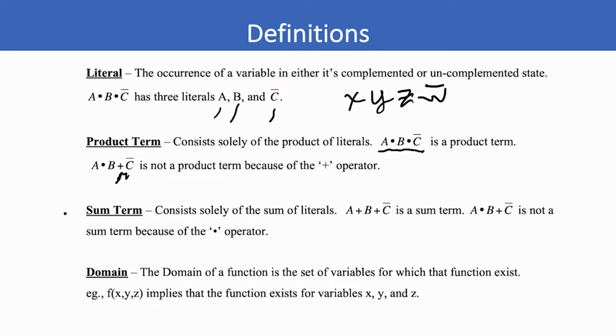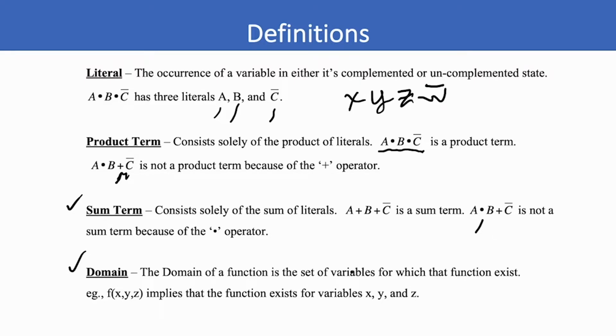Okay? The next definition is a sum term. A sum term consists solely of literals in a sum term. For instance, A plus B plus C bar is a sum term because each of the individual literals are summed together. The term A times B plus C bar is not a sum term because the multiplication operator is a multiplication term and not a sum term. They all have to be summed together to be a sum term.